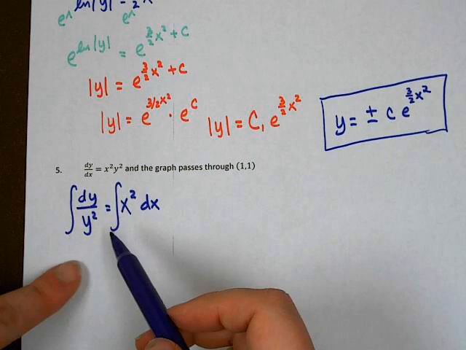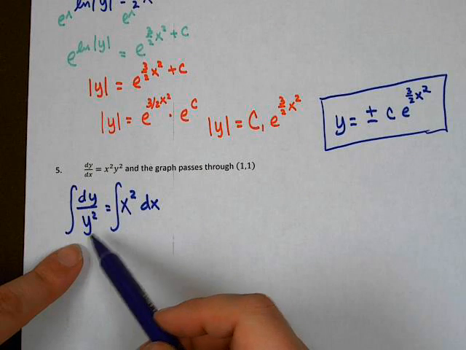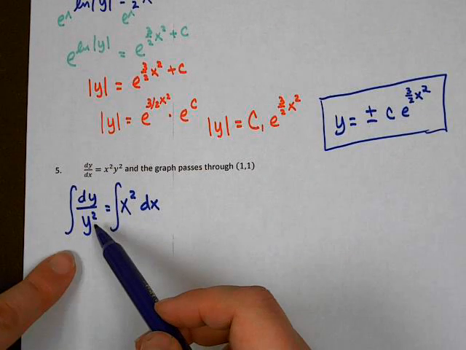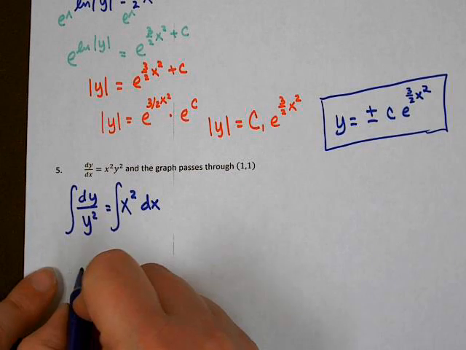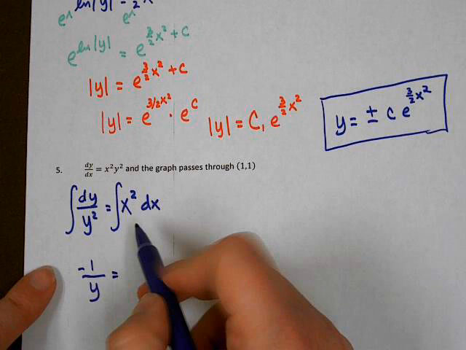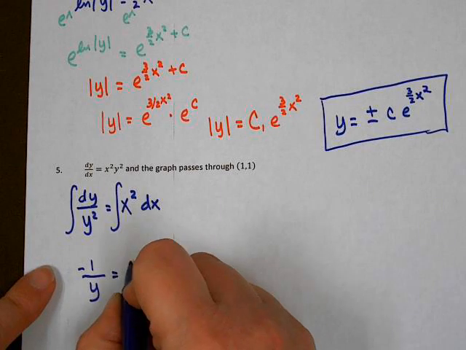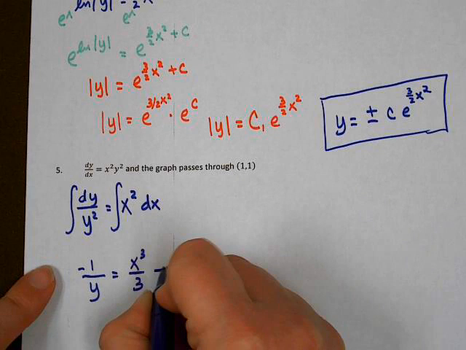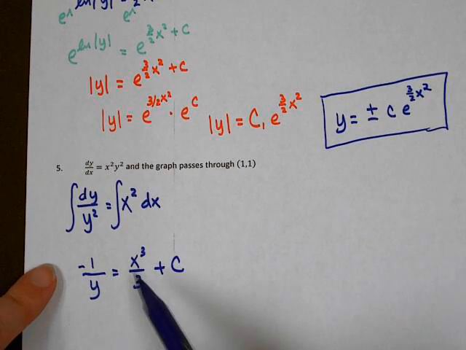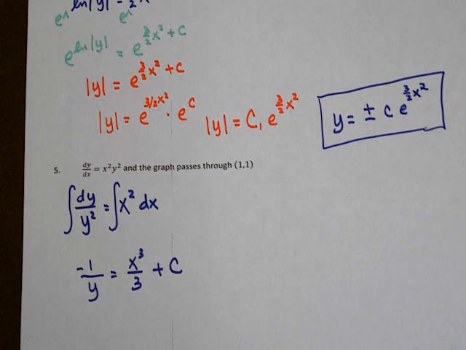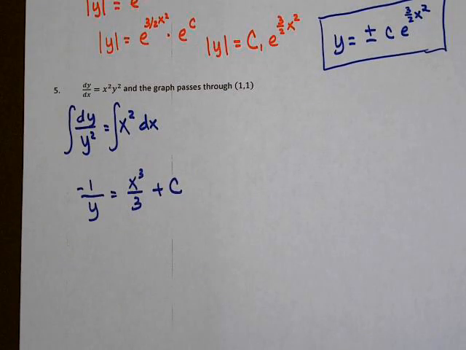Now be careful here because we know that y squared is really y to the negative second power. So if I want to take the antiderivative of that, I know that it's negative 1 over y equals the antiderivative of x squared, which is x cubed over 3 plus c. You can write this as 1/3 x cubed also, but just to make it a little bit easier, I'm going to make it x cubed over 3 for now.